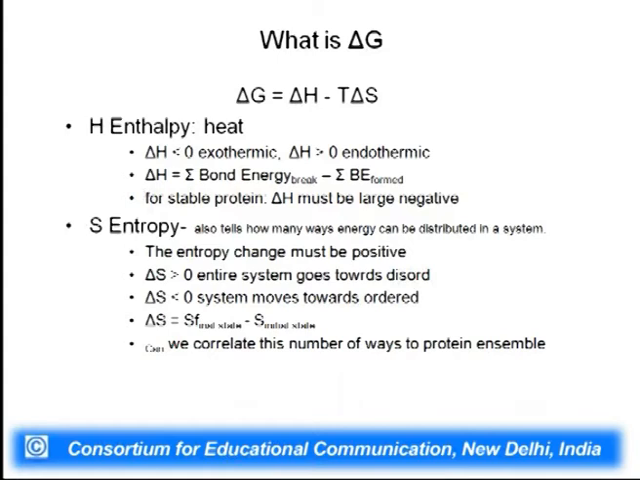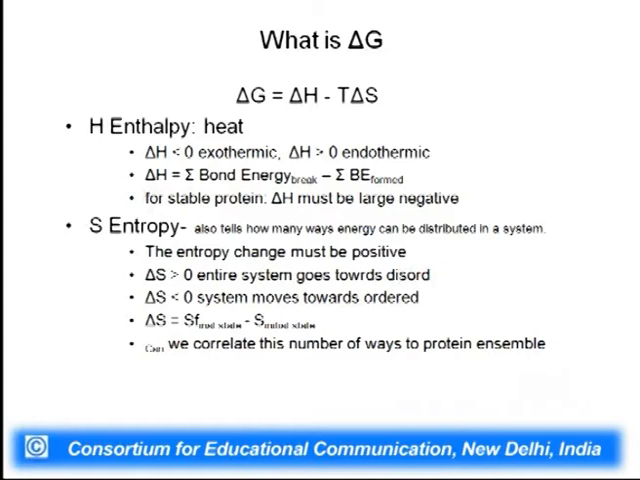Then entropy, which will tell about how many conformations or freedoms are possible for the system to dissipate its energy. This entropy should always be positive. It will be positive if the delta S is greater than 0, the system is going toward disorderedness, which is a favorable thing. We are talking about the system here in its entirety, protein plus the water.